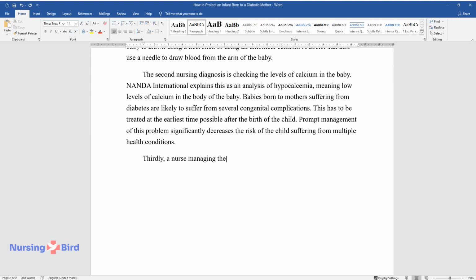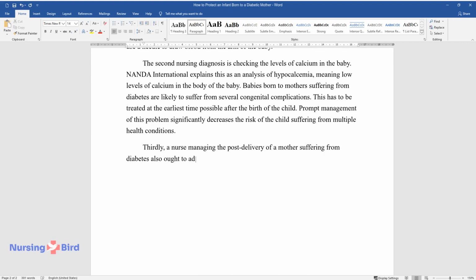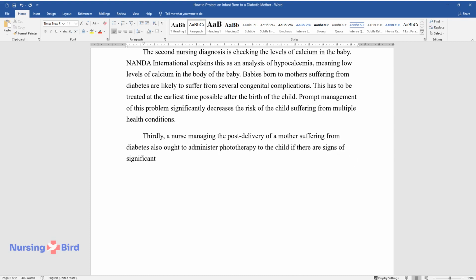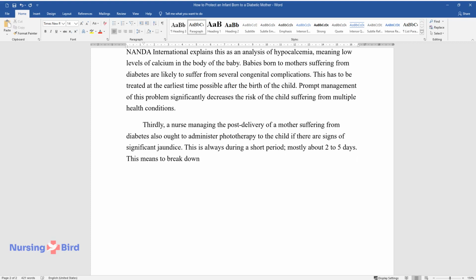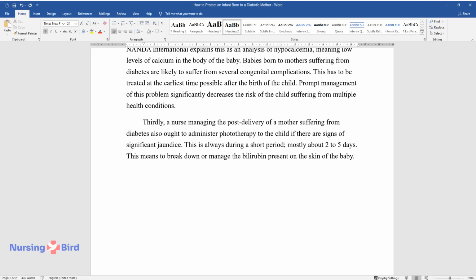Thirdly, a nurse managing the post-delivery of a mother suffering from diabetes also ought to administer phototherapy to the child if there are signs of significant jaundice. This is always during a short period, mostly about 2 to 5 days. This means to break down or manage the bilirubin present on the skin of the baby.